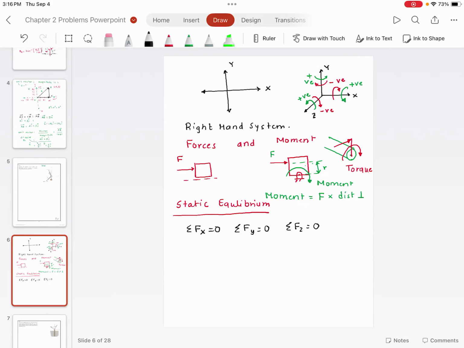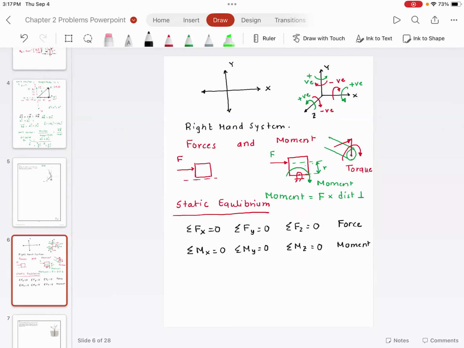So the object would be in static equilibrium. This is the force equilibrium. If the summation of moment about x is equal to 0, the summation of moment about y is equal to 0, and the summation of moment about z is equal to 0, then the object is in static moment equilibrium. Do you agree with me? This is a very, very important concept. Now, please try to understand. Whenever we are talking about statics, the whole of statics is captured in these 6 equations.